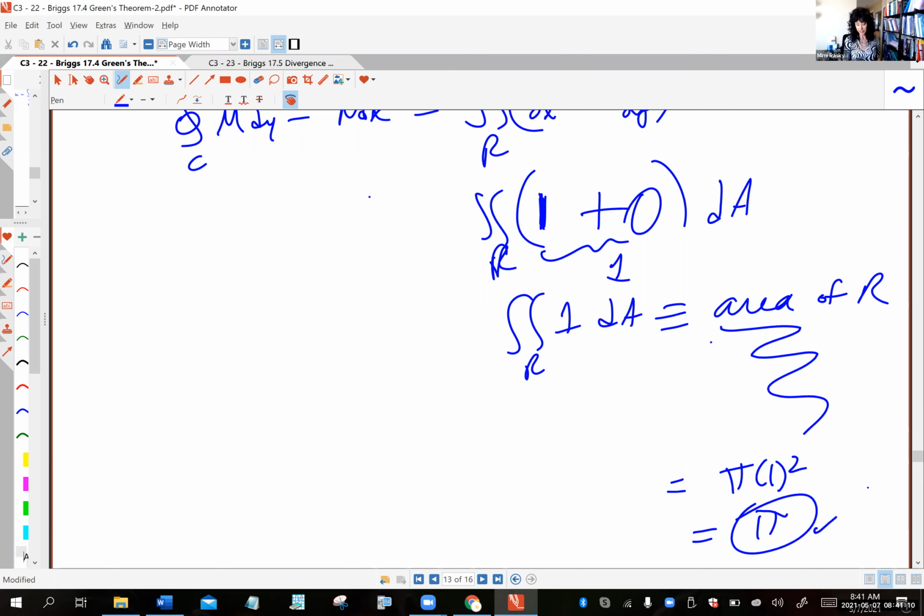So since the flux is positive, that means there's going to be more fluid flowing out through the boundary of this region than flowing in. Okay, cool. Good to know. Okay, any questions so far regarding circulation and flux?